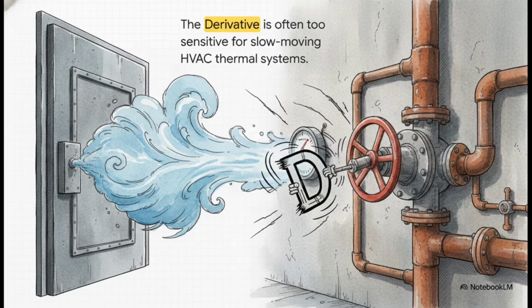Remember, D is always looking at the rate of change. But heating or cooling a massive room, that takes time. It's inherently a slow process. If someone opens a door and a sudden gust of cold air hits a sensor, the derivative panics at that sudden rate of change and starts violently slamming valves open and closed. So dropping the D keeps the whole system calm and prevents a ton of erratic behavior in our mechanical equipment.